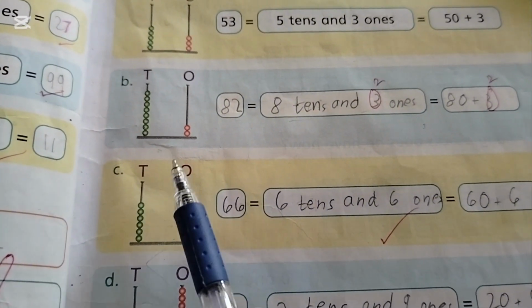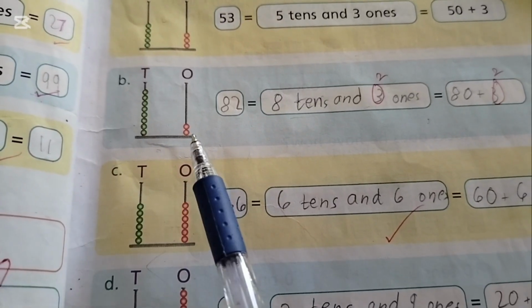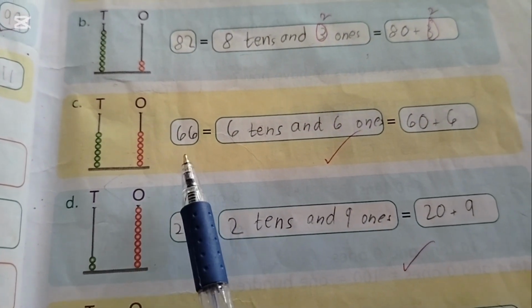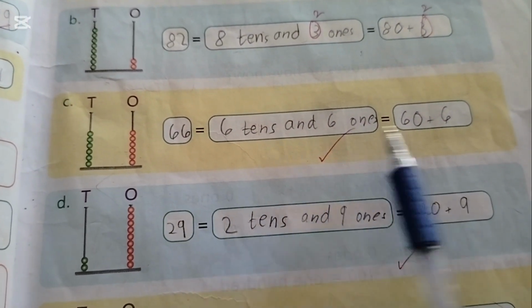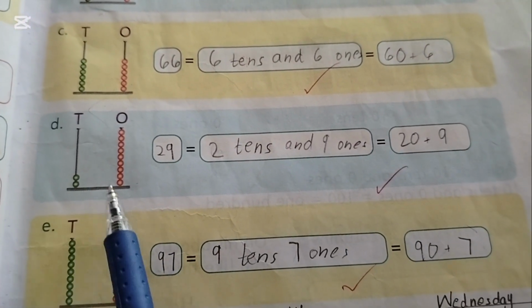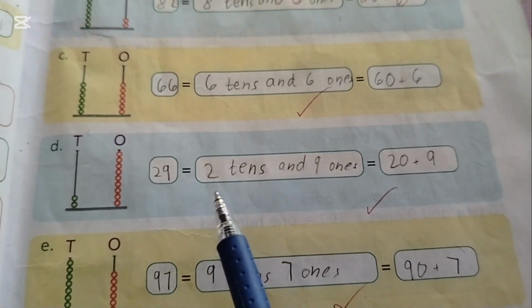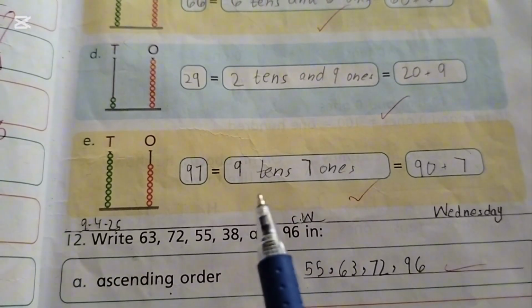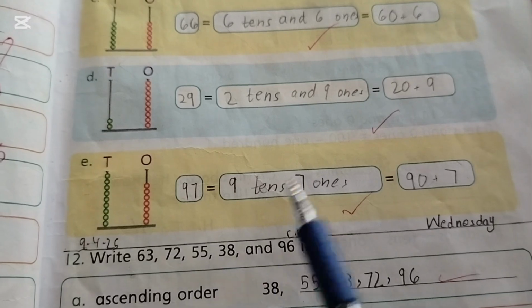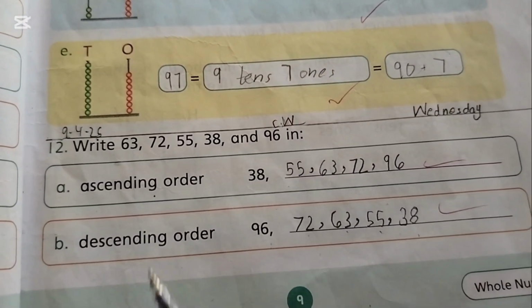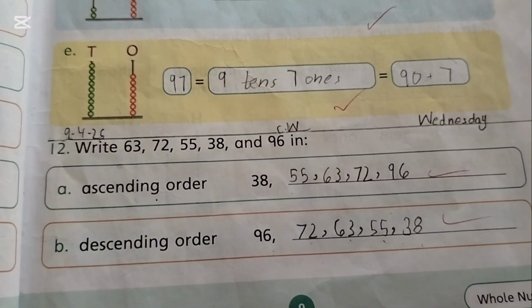Same pattern we see in this picture. Here we see 8 tens and 2 ones, so the number is 82. We can write 80 plus 2 or 8 tens and 2 ones. Same, next picture we see that the number is 66. We can write it in two ways, 60 plus 6 or 6 tens and 6 ones. In the next column we see 2 tens and 9 ones. We can write 2 tens and 9 ones. Another way to write this is 20 plus 9. Same pattern, the number 97 makes 9 tens 7 ones, so 90 plus 7. So in the last we can see that some numbers are given.